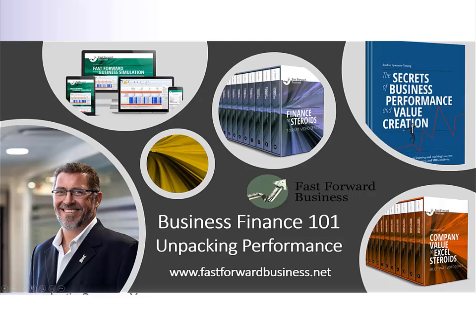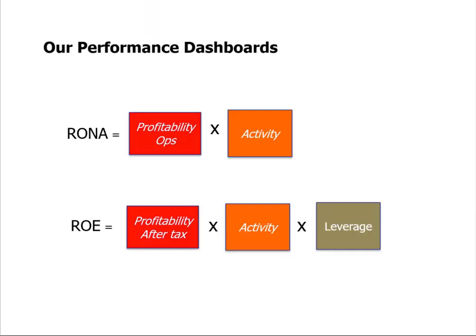In this video, we are going to unpack the performance of All Star using the dashboards that we developed in our last discussion. So here were the dashboards. We had RONA consisting of profitability from the operations multiplied by the activity. And for return on equity, we had three components: profitability after tax multiplied by activity multiplied by leverage. So we're going to apply those to All Star.